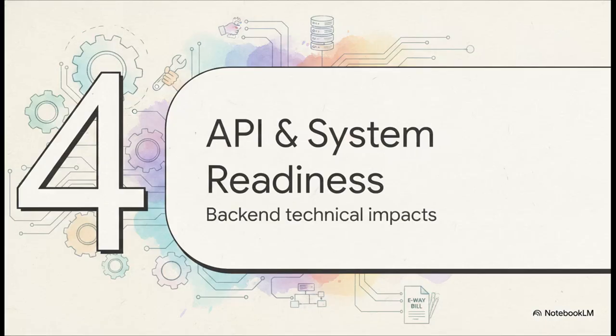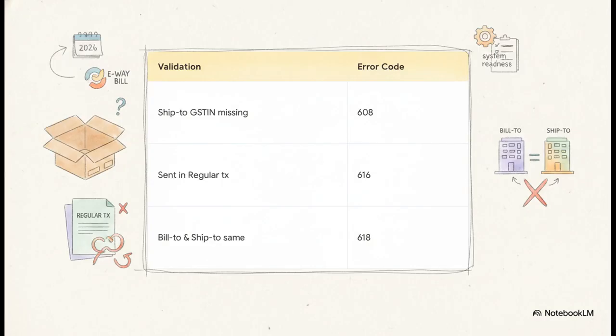Bringing it all home now with Section 4, API Impacts and System Readiness. Developers, pay close attention to this because the API is going to be incredibly strict. Forget the Ship-to GSTIN in a combination transaction. Boom, you're getting an error 608. Accidentally send a Ship-to GSTIN in a standard, direct, regular transaction, that'll trigger an error 616. And if you try to get clever and put the exact same GSTIN for both the bill-to and ship-to fields, yeah, the system will catch that too and slap you with an error 618.